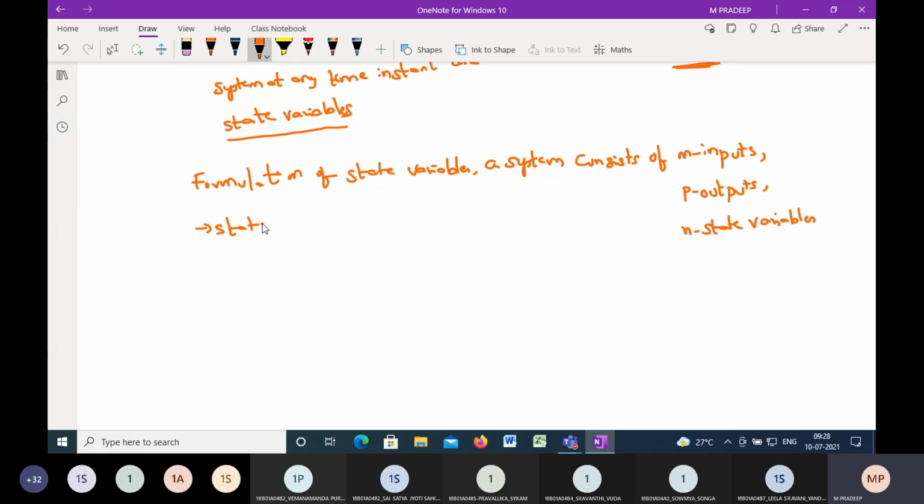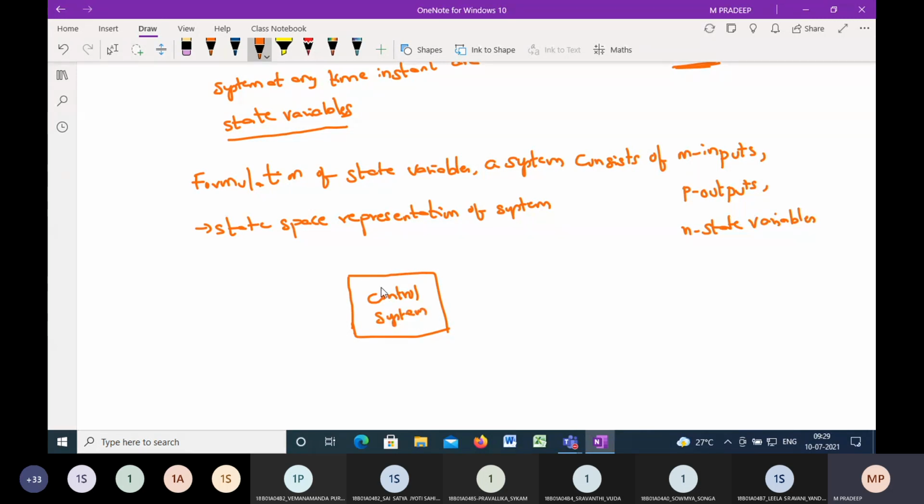So what is the state space representation of a system? Let us consider that we are going to call it my control system.